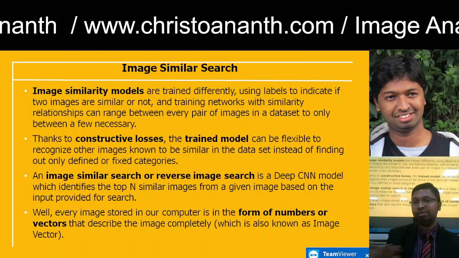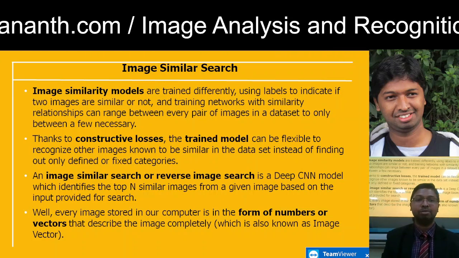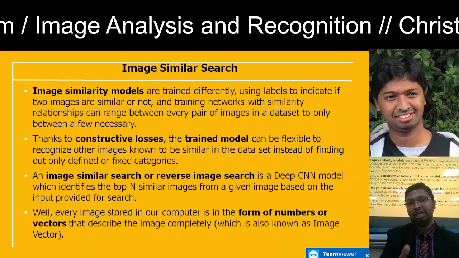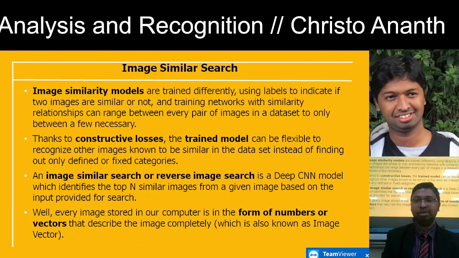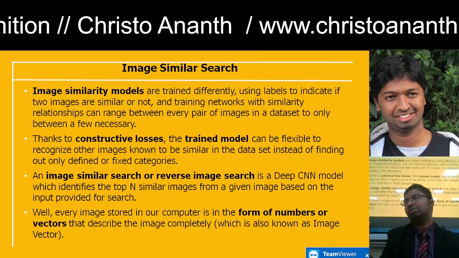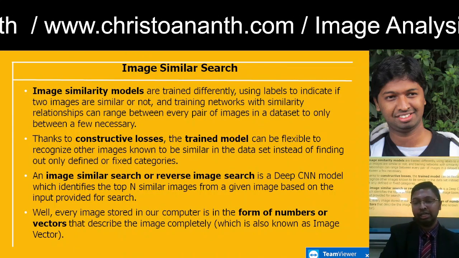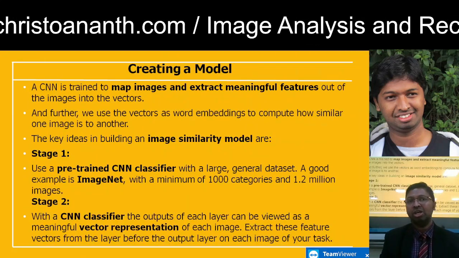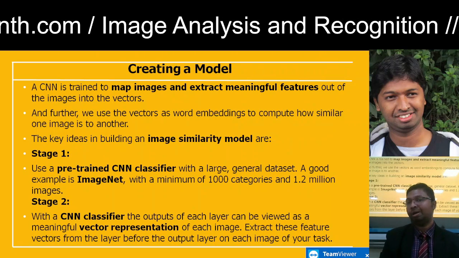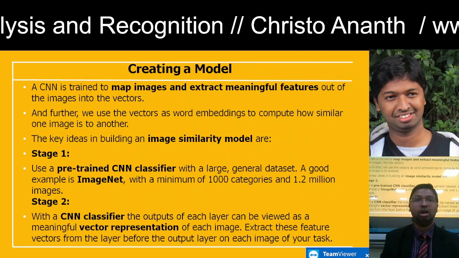So every image will be stored as a set of numbers, like binary numbers or maybe a set of vectors that try to describe the image completely. These numbers or vectors, you can call it an image vector. It is a descriptor of that particular image. So a CNN is trained to map the images, and you are going to extract meaningful features out of the images.